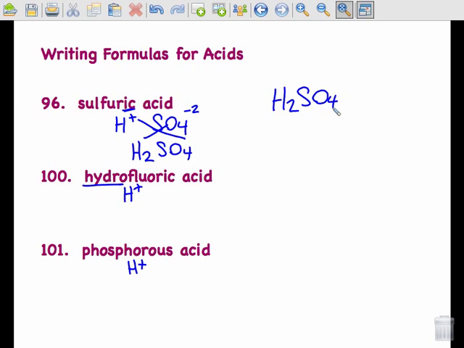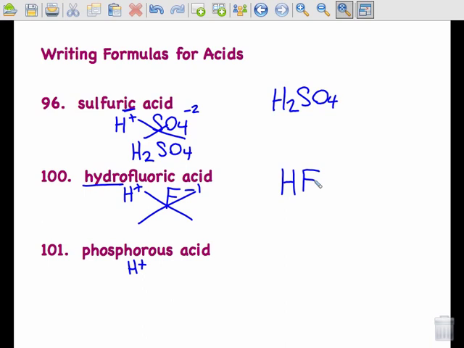Now for 100, that's a little different because it starts with hydro. So hydrofluoric tells me it's fluorine, F, not the polyatomic. So fluorine, fluoric, is just the regular F. You're going to look up the charge is -1. And very simply, if it's -1, +1, all the subscripts are just 1. So it's just HF.